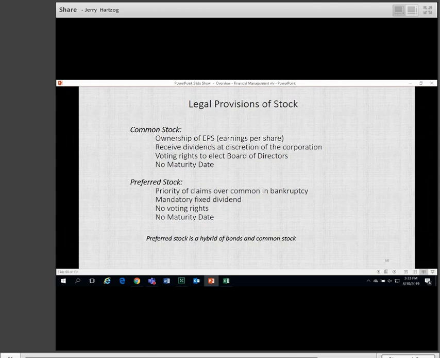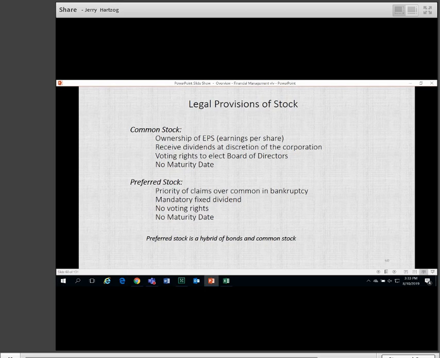In effect, each share of stock is ownership of the earnings per share. And the stockholders receive dividends, but purely at the discretion of the corporation. The corporation is under no obligation to actually pay dividends. But the owners do have voting rights to elect the board of directors for the corporation. And there is no maturity date. That is, there's no date at which the corporation is obligated to redeem the stock.